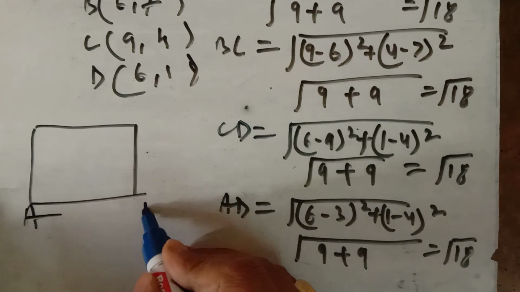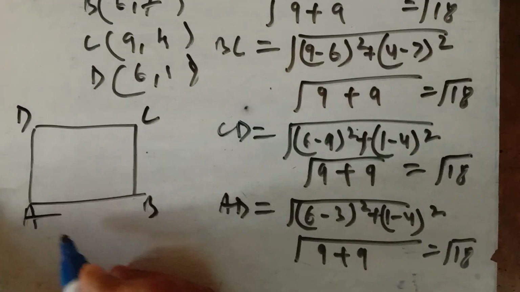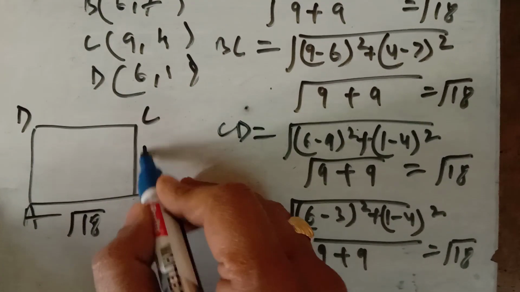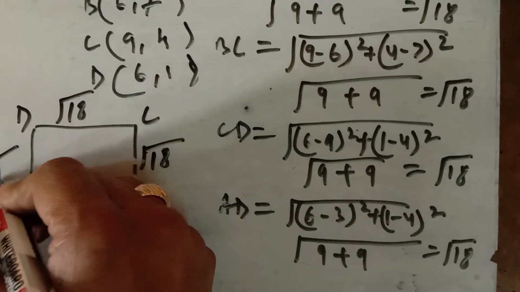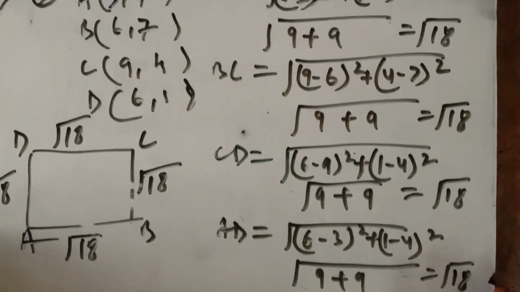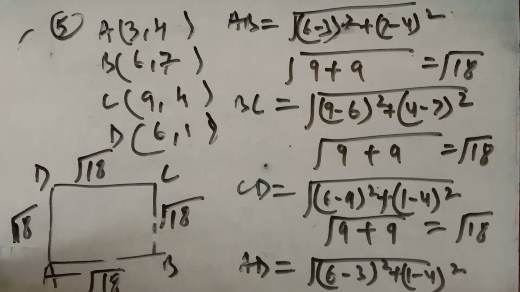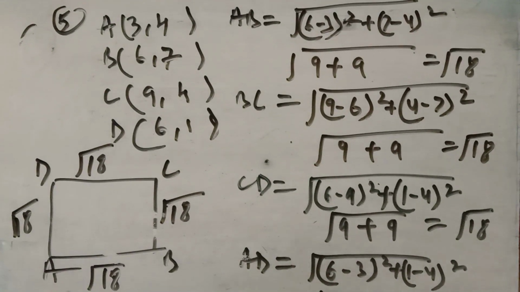If we let these coordinates be ABCD, the length of this is coming out to be root 18, this is root 18, this is also root 18, this is root 18. Now all the 4 sides are coming to be equal. So all sides are equal. We have to tell whether it is forming a square or not.